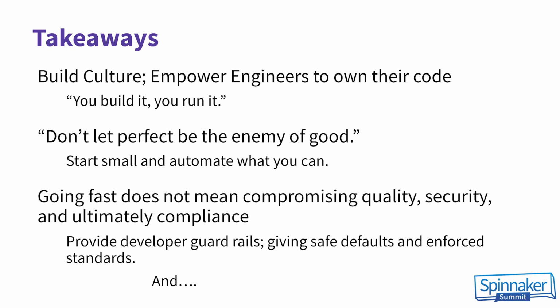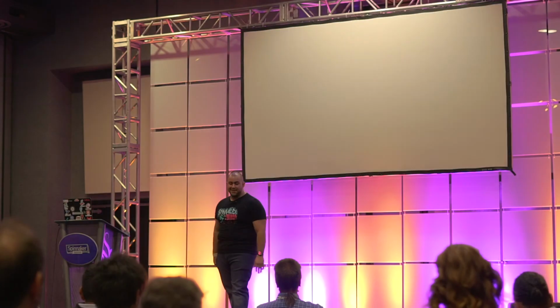So essentially, the takeaway that I hope everyone takes away from this is: build a culture and empower your engineers to own their code. You build it, you run it. Don't let perfect be the enemy of good. You want to have something that's minimum viable and grows over time. Start small. Going fast does not mean compromising quality. It does not mean you can just skip over security and ultimately your compliance steps. Provide developer guardrails, not gates, and give them safe defaults and enforce standards. And ultimately, Spinnaker's pretty awesome. I hope everyone agrees with that.